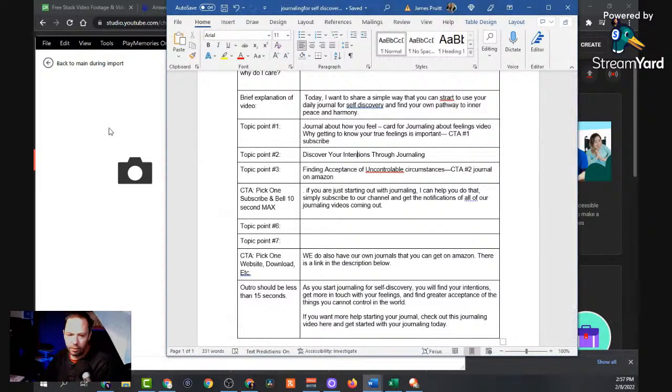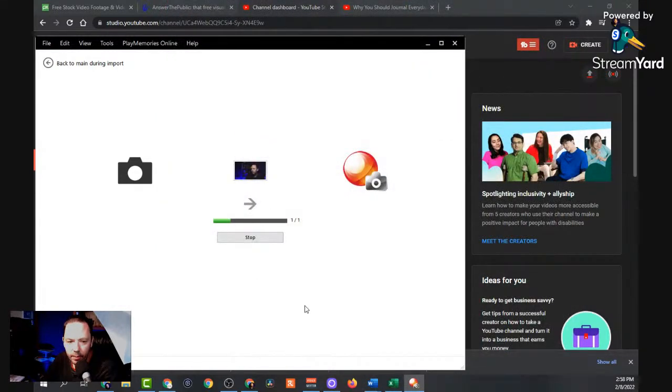And one of the things I love about that script template, so I saved that script template, is that I can take that same template and use it as an outline for a blog post. I can use it as an outline for an email for my newsletter. I can use it as an outline for even a chapter in a book.